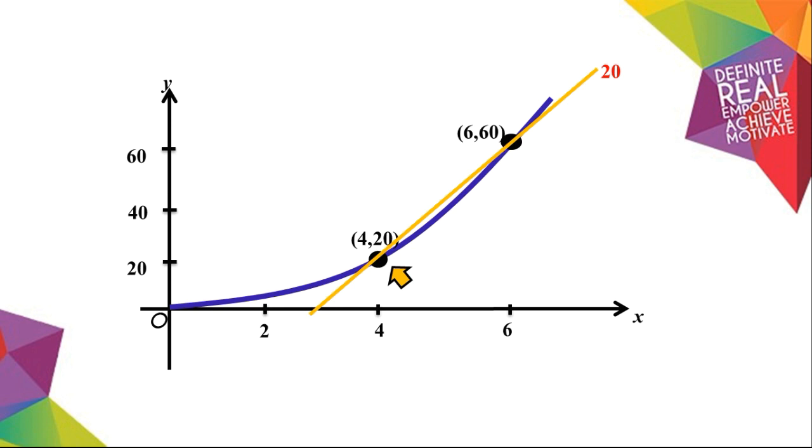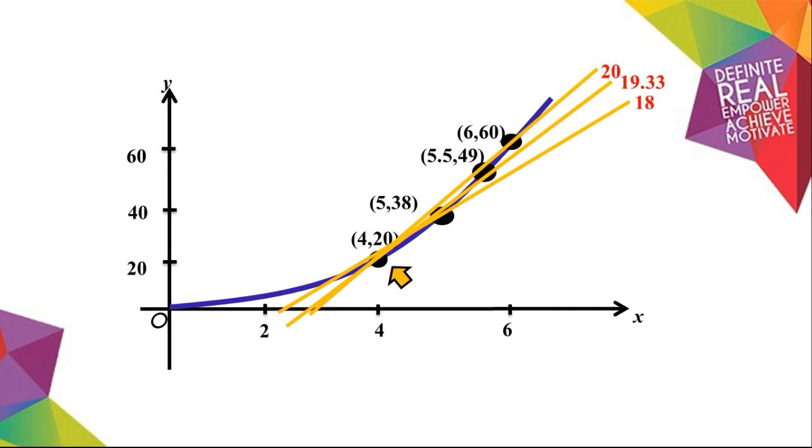If we take another point which is closer to point (4, 20), then the gradient will be different. Take another point which is even closer to (4, 20) than the other points, and the gradient will be different again. If we take a very close point to (4, 20), the gradient will be the gradient of the tangent.